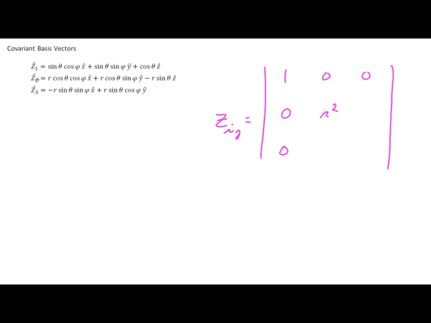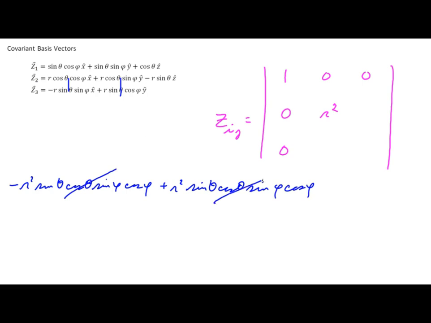Okay, now we'll take the dot product of z2 with z3. We multiply these two terms plus the product of these two terms. Negative r squared sine theta cosine theta sine phi cosine phi. This term is plus r squared sine theta cosine theta sine phi cosine phi, and the two cancel out, leaving us with a value of z23 being 0 and z32 is 0.